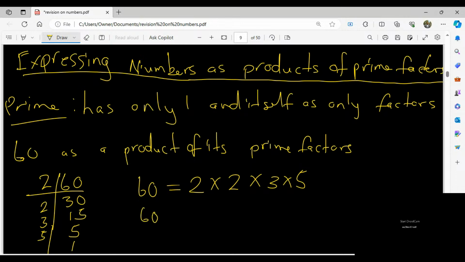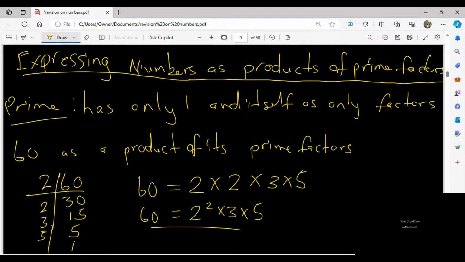We can shorten this since we have 2 and 2. We can express this using indices, which will be 2 squared times 3 times 5, like this. Okay. Right, so this is how we express numbers as products of their prime factors. Now we want to see how we can find highest common factors and lowest common multiples using prime numbers or prime factors.